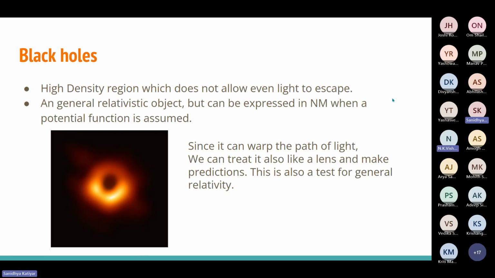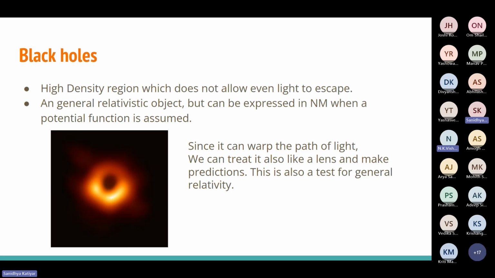Now let me talk about one of my favorite objects, that is the black hole. As we have all heard before from somewhere or another, a black hole is a high density region which does not even allow light to escape from it. So these are usually remnants of when stars end their lifetimes, and these stars were more than 14 solar masses.